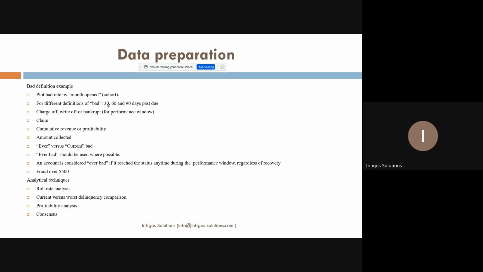And you use the roll rate technique. You use vintage analysis. All this is part of the data preparation. So you need to be very good with all this. They're not rocket science. You read the material, you'll see this is one-time learning you need to do, and you can apply it again and again and again.